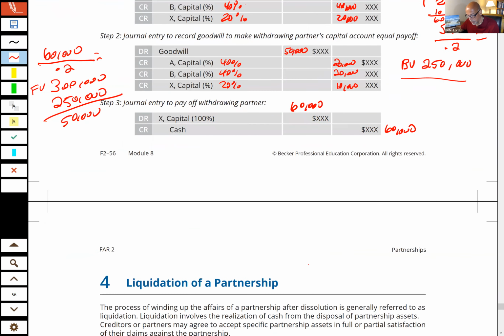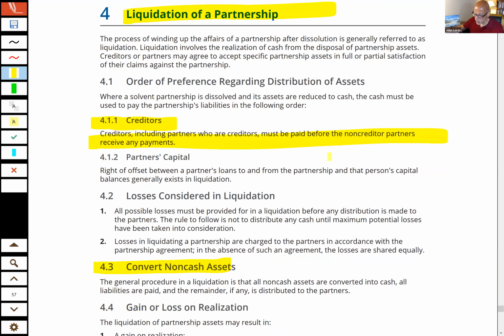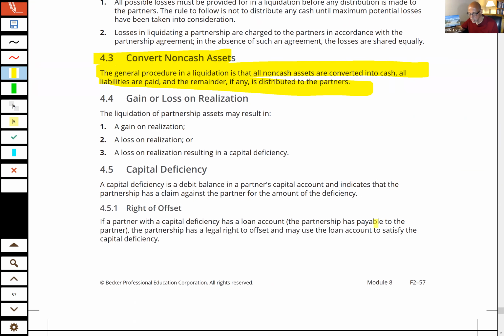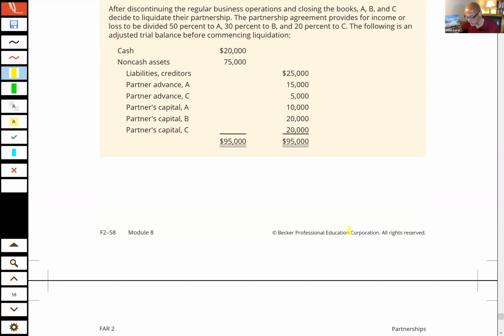Okay, good. Now, liquidation of a partnership. With the liquidation of a partnership, it's important to note that creditors get paid first. But to liquidate, you first have to convert any non-cash assets to cash, distribute that to the partners, and then start paying out creditors and paying partners the different amounts that they are owed.